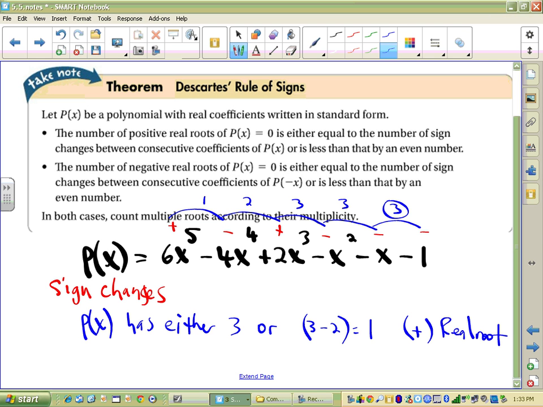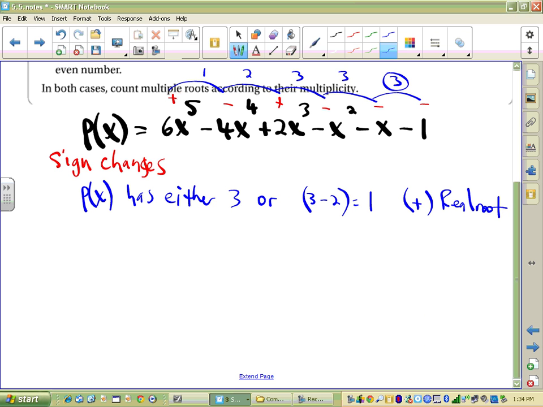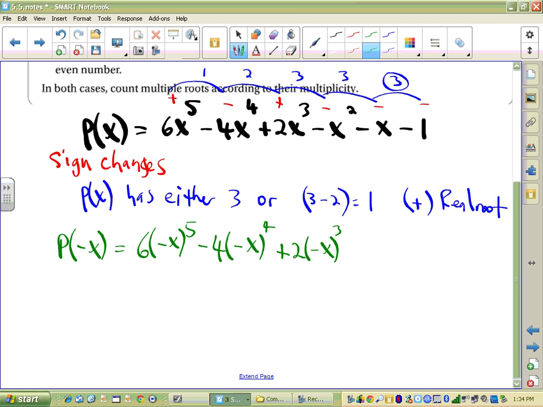Here's where this gets tricky, and you might want to play this back in slow motion. P of negative x would be 6 times negative x, the quantity to the 5th, minus 4 times negative x, the quantity to the 4th, plus 2 times negative x, the quantity cubed, minus negative x squared, minus negative x minus 1. And we have to simplify this, and this step here is what people don't like to do.